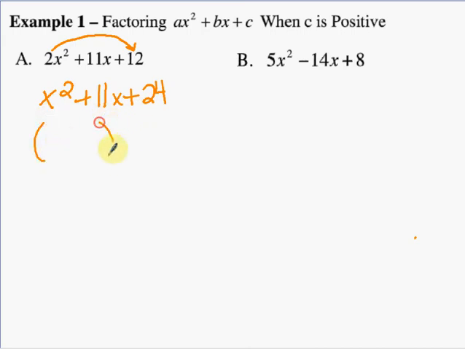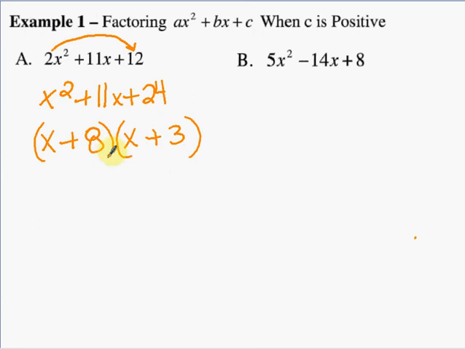Now I'm going to factor this trinomial. I see that I have two plus signs, so that's a plus and a plus. My x squared becomes x and x. And if I use 8 and 3, that multiplies to give me 24, and it also adds to give me 11.